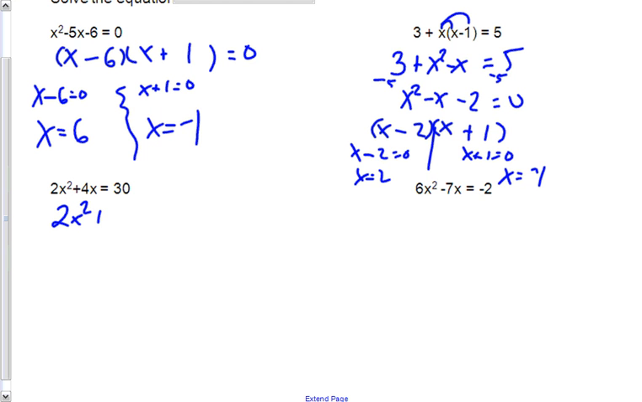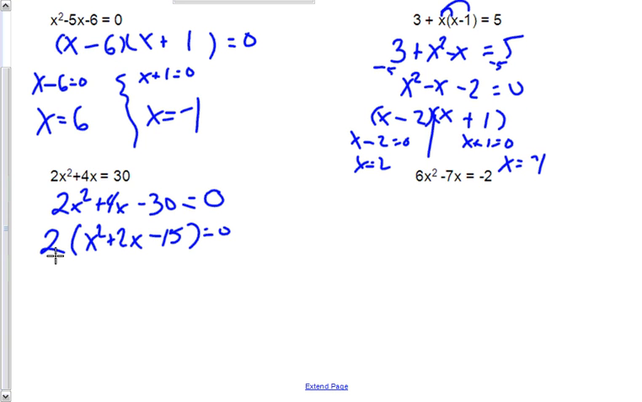2x squared plus 4x minus 30 equals 0. Step 2, usually we want to factor, but if you notice, we can take a number out to start. If we take a 2 out, we have x squared plus 2x minus 15 equals 0. Now, people are like, oh, what do I do with the 2? Well, if you want to carry it down, it's fine, but this will factor. Okay? We factor x squared plus 2x minus 15, we're going to get x minus 5 and x plus 3.